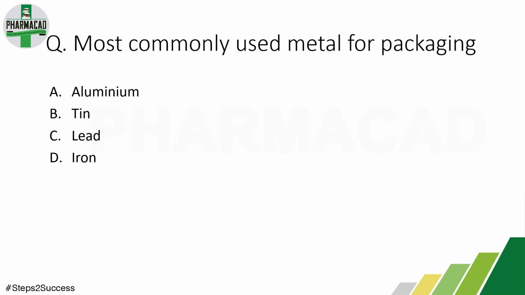Move on to the next question. Most commonly used metal for packaging: option A, aluminium; option B, tin; option C, lead; option D, iron. So the correct answer is option A, aluminium.